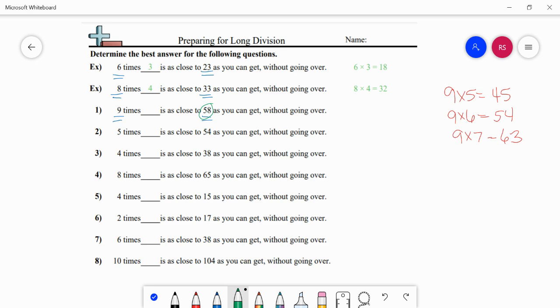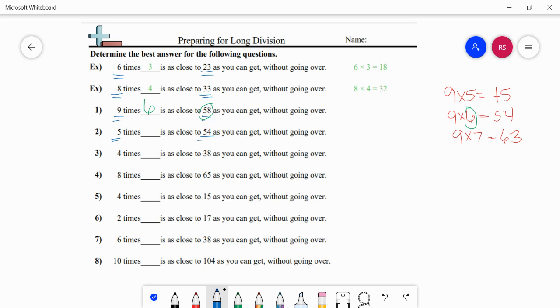So what do you think it would be? 9 times 6. Very good job, guys. 9 times 6 is as close as I can get to 58 without going over. Let's look at number 2. 5 times blank is as close as I can get to 54 without going over. So 5 times something. I need to get as close as I can to 54.